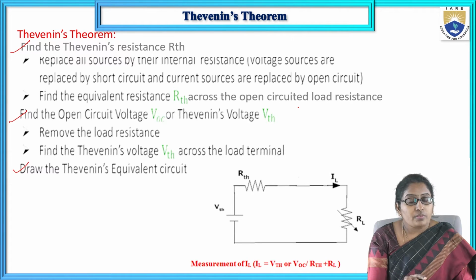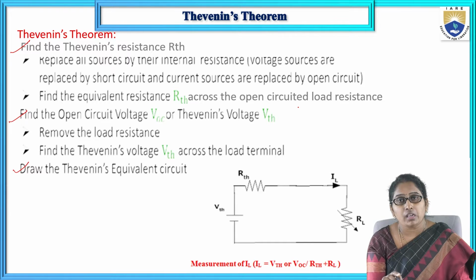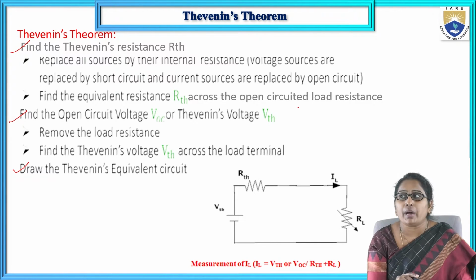Next, how to find the Thevenin's voltage. That is also nothing but, they call it the open circuit voltage, denoted with VOC. How to calculate it? Remove the load resistance in the given circuit. Remove the load resistance simply and don't disturb the remaining circuit, and find the Thevenin's voltage VTH across these terminals.